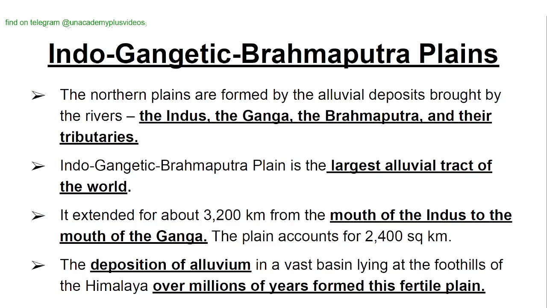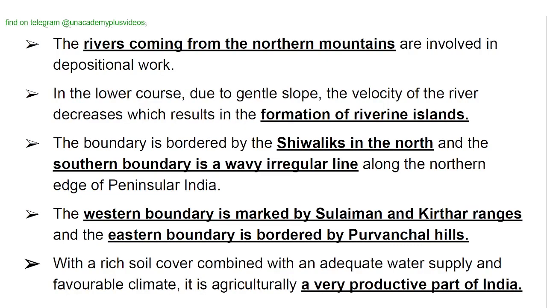The deposition of the alluvium in a vast basin lying at the foothills of the Himalaya over millions of years formed this fertile plain. The rivers coming from the northern mountains are involved in the depositional work. In the lower course, due to the gentle slope, the velocity of the river decreases, which results in the formation of riverine islands. The plain is bordered by the Shivaliks in the north, and the southern boundary is a wavy, irregular line along the northern edge of the peninsular India.